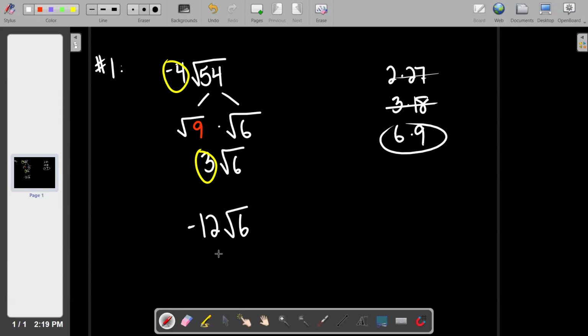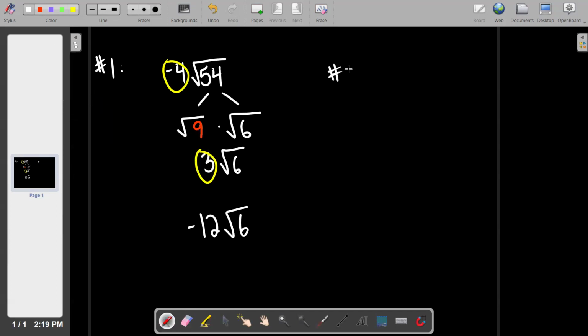So this is what I expect on most problems. I expect to see this much work. I'm interested in your answer, obviously. That's really important. But I'm also interested in you flexing on me and showing me that, hey, I got this process down pat. Now, on the other side of that, there's number 2.